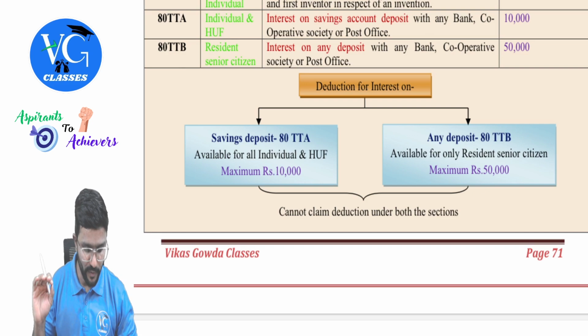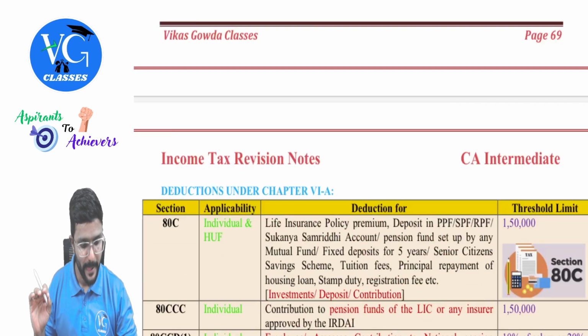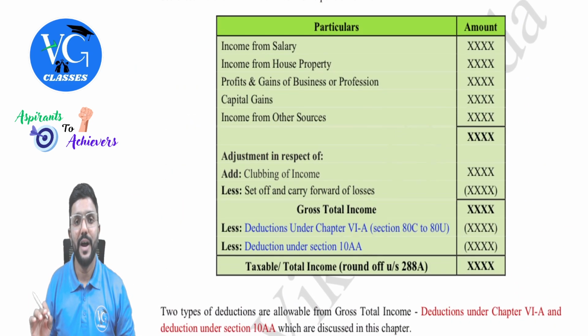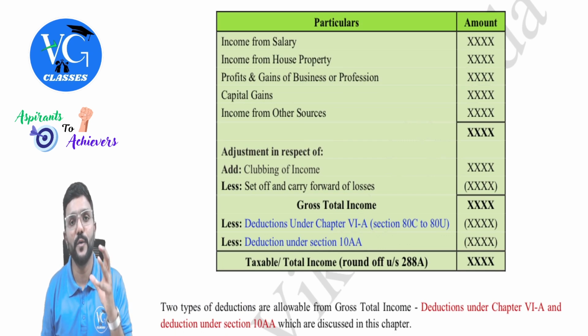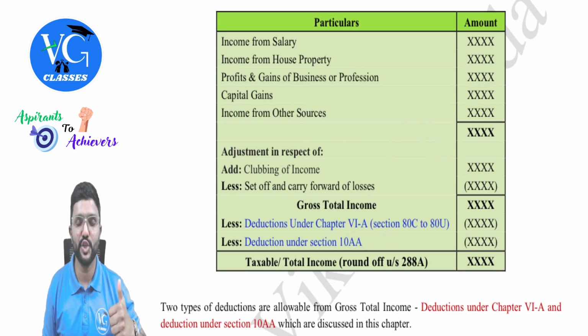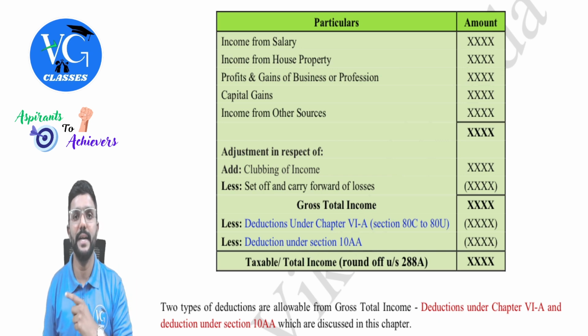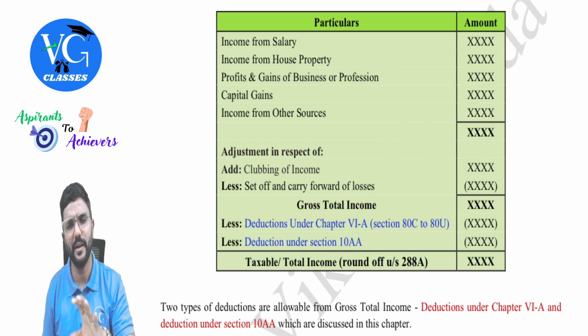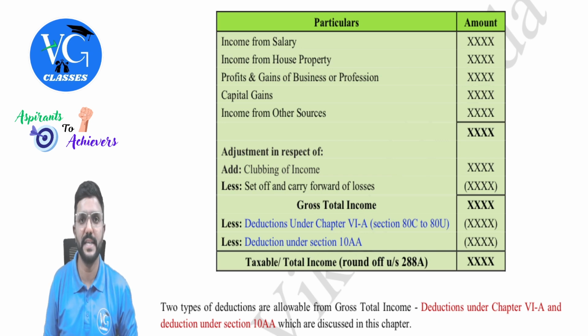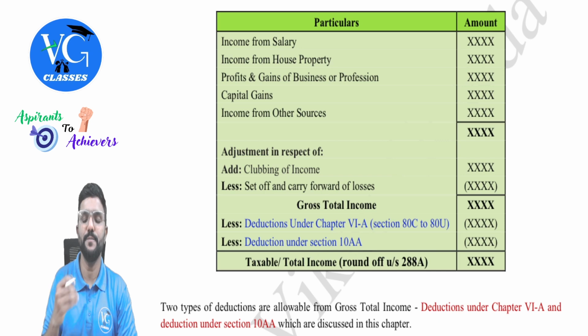And one important thing, guys, just a minute. One important thing you have to take care is, if you have any savings deposits with post office, you can claim exemption as well as deduction. Exemption is under section 10(15) and deduction is under section 80TTA or 80TTB if you are a resident senior citizen.